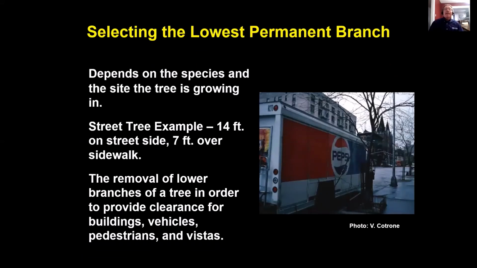When we're talking about that lowest permanent branch, and I kind of alluded to it, street tree 14 feet, street side, or I should say sidewalk side 7 feet, it's about pruning. If we don't do the pruning, I can tell you, even in a park setting, people at the park will do the pruning. They will break branches off. In this case, a street tree, the Pepsi truck's doing the pruning for us because we haven't gotten to this tree to do a crown raising.